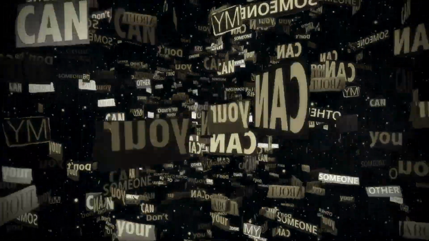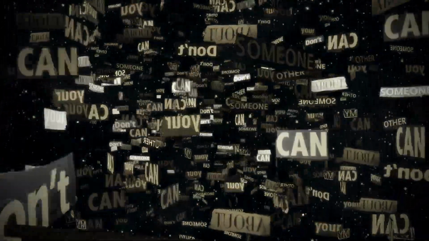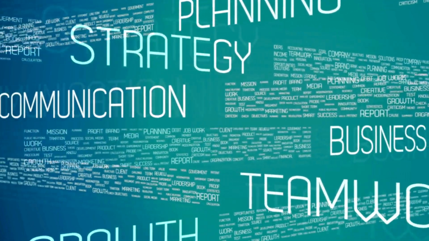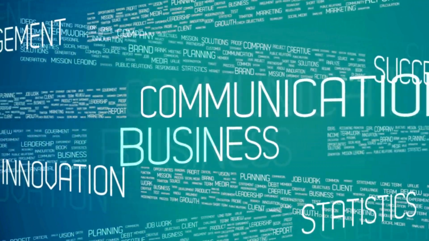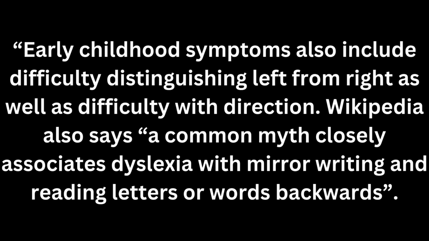With 26 alphabet letters, there's an endless opportunity in the writing or spelling of a single word. Some words have dual pronunciation, like the word read, and the mind is quickly able to distinguish which is correct based on the context. Early childhood symptoms also include difficulty distinguishing left from right, as well as difficulty with direction.